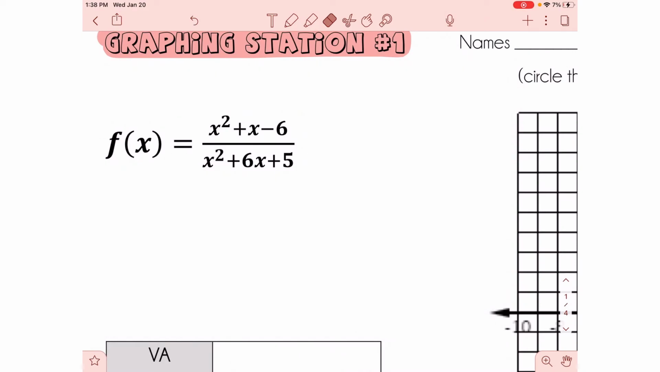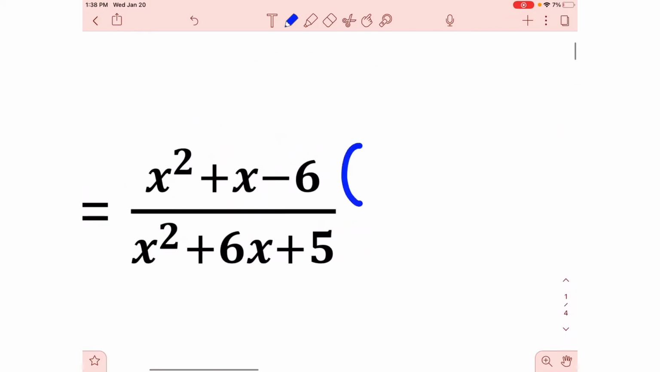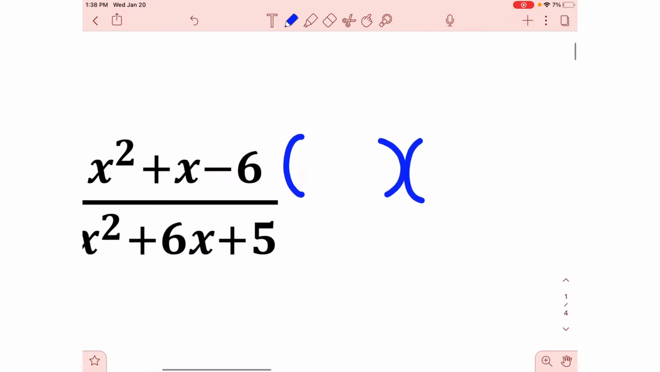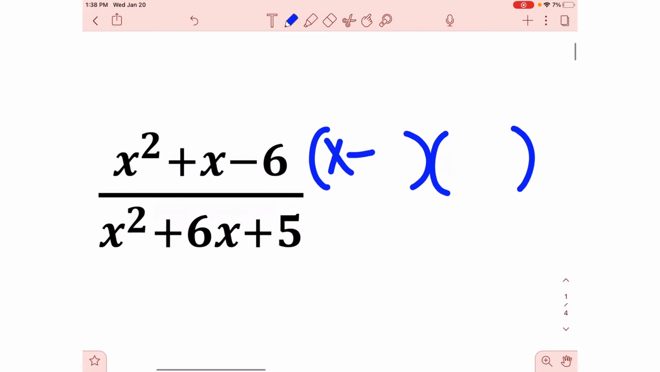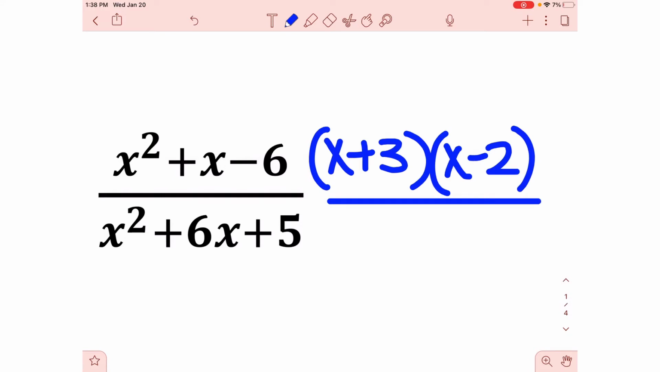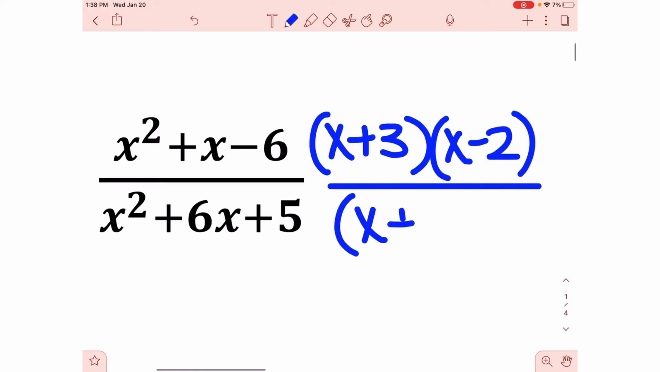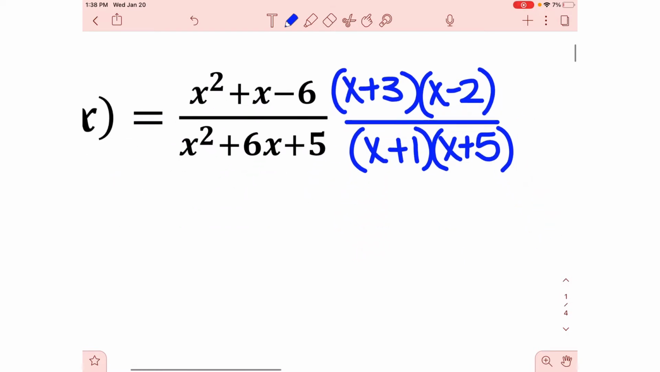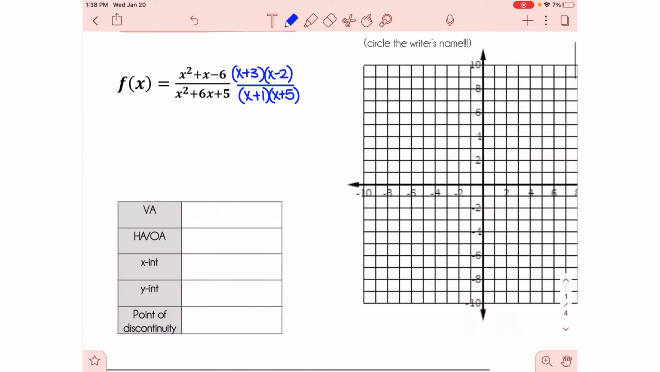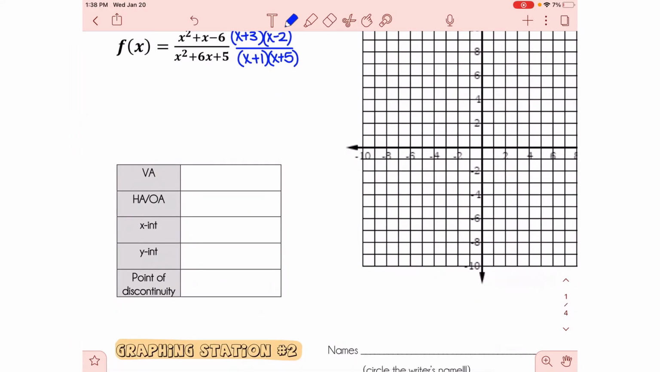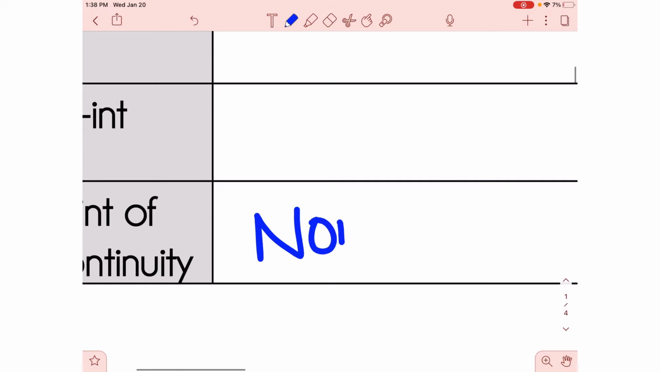Oh, so this example is going to be one that has two asymptotes. With all of these graphing problems, we always want to start out with factoring if necessary. If I factor the top of this one, I am going to get x plus 3, x minus 2. And if I factor the denominator, I'm going to get x plus 1, x plus 5. Notice that nothing cancels out. So when nothing cancels out, that means that there is no point of discontinuity.